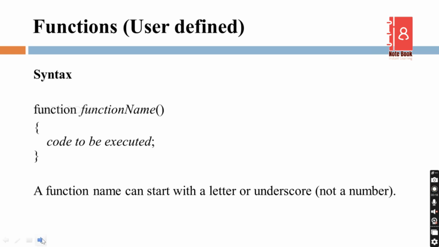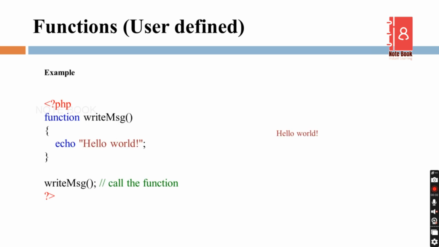We'll see one by one. Here is the syntax of how to define the function. Function, then function name. This is called a user-defined function. The function name can start with a letter or underscore, not a number. See, for example, function, then write message.